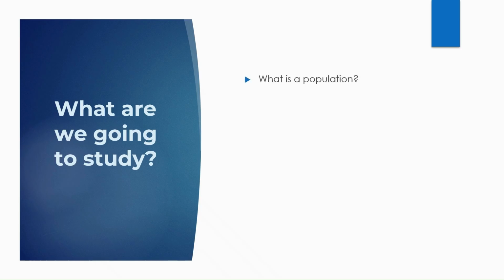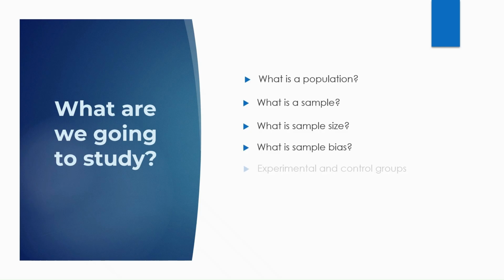So we'll be seeing what is a population. We'll see what is a sample. We'll also see what is sample size and sample errors and how we determine the sample size and why sample size is important for a research. We'll also see what is sample bias and how it appears and how to avoid them. We'll also see what are experimental and control groups.